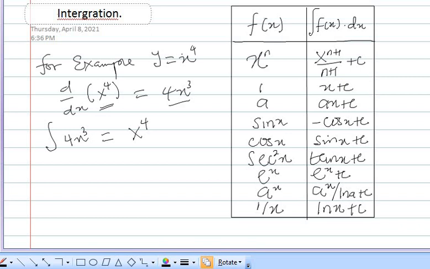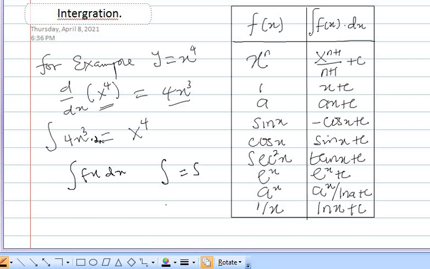So the symbol of this integral is the integral of f of x with respect to x. This symbol denotes the integral of f of x with respect to the x variable, and the symbol of this integral was developed from the capital S, which was used in the 17th century when the ideas of calculus were first derived.